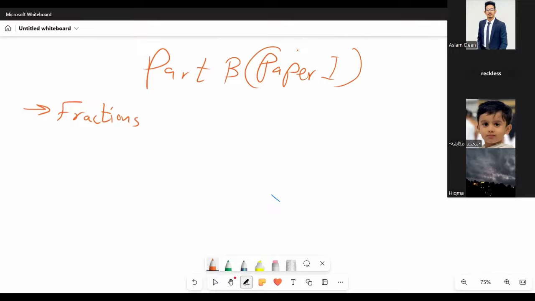So one question is going to be from fractions. All right. And then with fractions, you can get an inverse proportion question as well. Okay. So this question, we'll discuss that as well. Another question is going to be area perimeter.